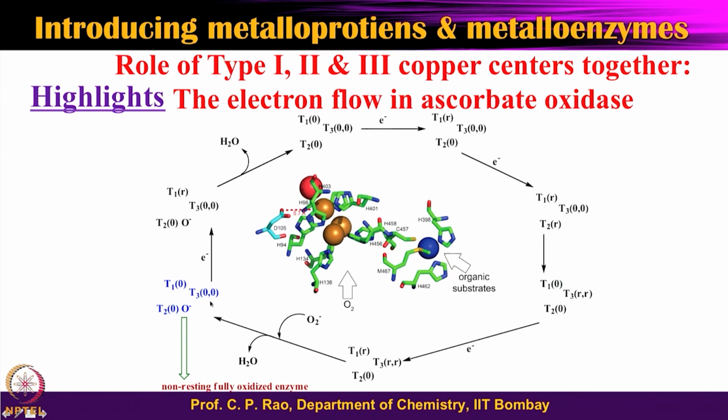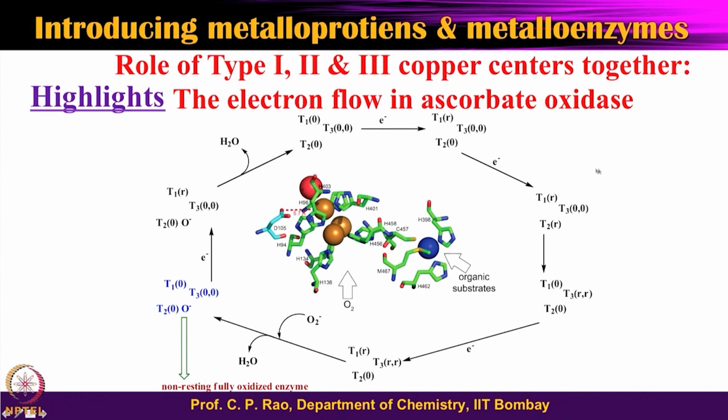Now, you have a T1, T2, T3 with 1 O minus because out of the O2, 1 O is trapped here, 1 O is gone out as water, and this particular O is a species which is bound between the T1, T2 and T3 centers. Then one more electron will reduce the T1, and that will be totally the 4 electrons, and that will become the water and then goes back into this.